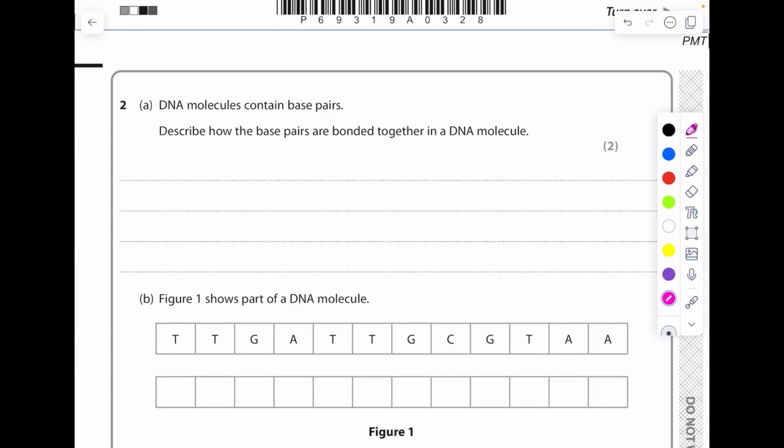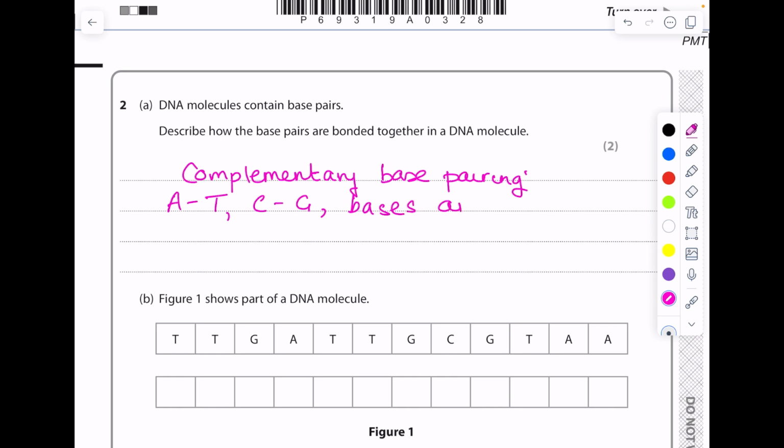DNA molecules contain base pairs. Describe how the base pairs are bonded together in a DNA molecule. So we need to talk about the fact that there's complementary base pairing. And let's say what matches up with what. So it's the straight letters that go together, A to T and C to G, the curly letters. And then the bases, remember, are held together by hydrogen bonds. And I've actually said 3 separate points there.